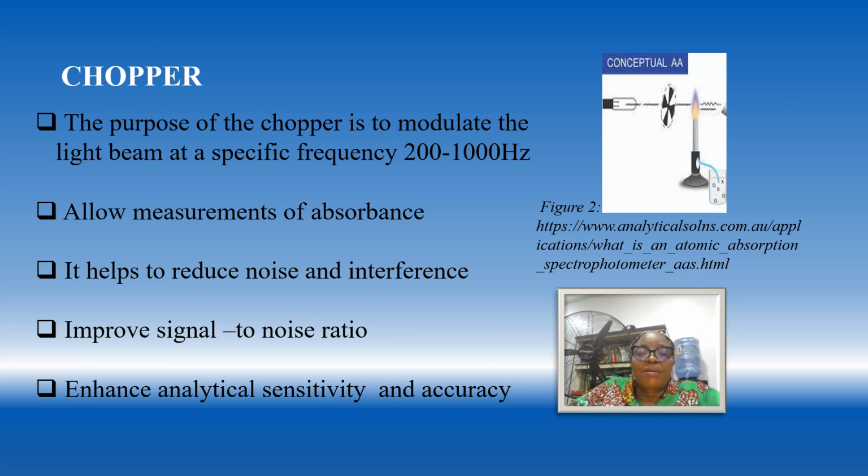We have the chopper. The chopper is usually a rotating wheel or disc with a specific pattern of slots or holes, which creates the modulation effect. The purpose of the chopper is to modulate the light beam at a specific frequency, maybe from 200 to 1000 Hz. It allows measurement of absorbance. It helps to reduce noise and interference. It improves signal-to-noise ratio and enhances analytical sensitivity and accuracy.